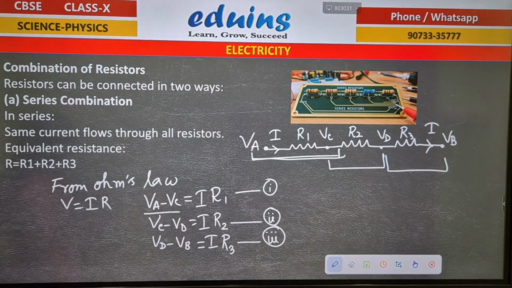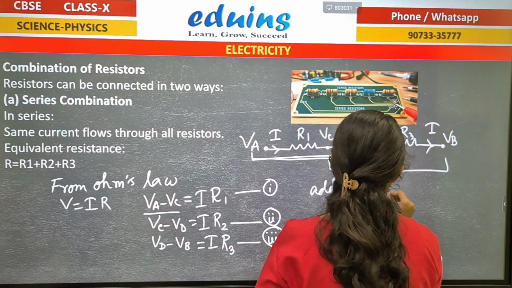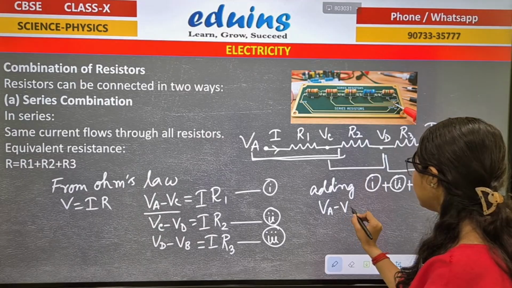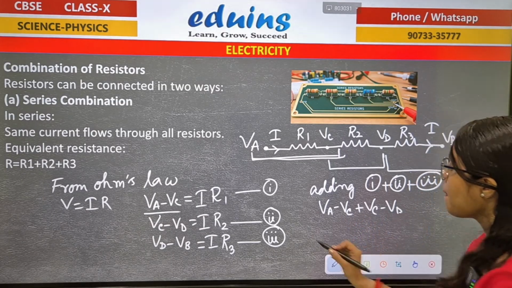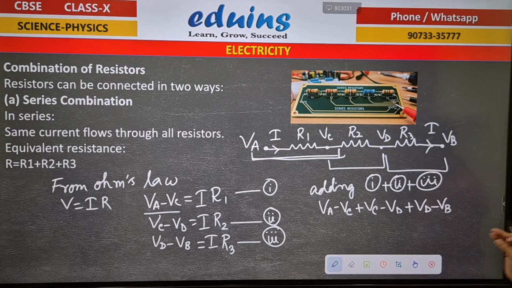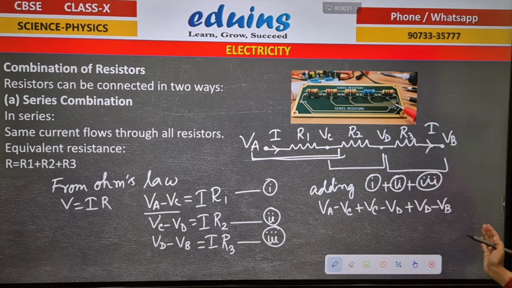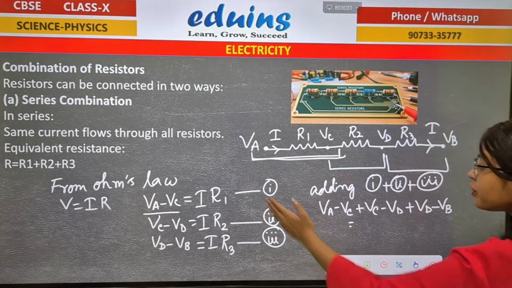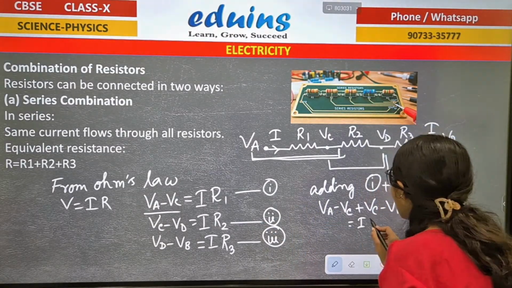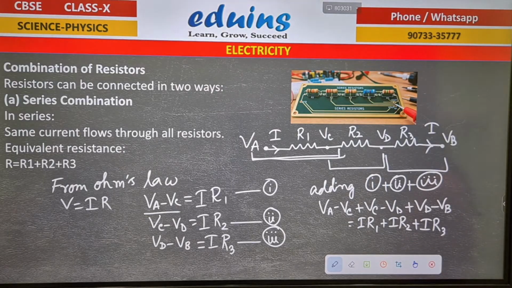Now if we add these three equations, adding the left sides we get VA minus VC plus VC minus VD plus VD minus VB. So if we add all the potential differences, this is what we get: VA minus VC plus VC minus VD plus VD minus VB. If we add the left side, we also have to add the right side. Here we have IR1, IR2 and IR3, so we have to add it: IR1 plus IR2 plus IR3.